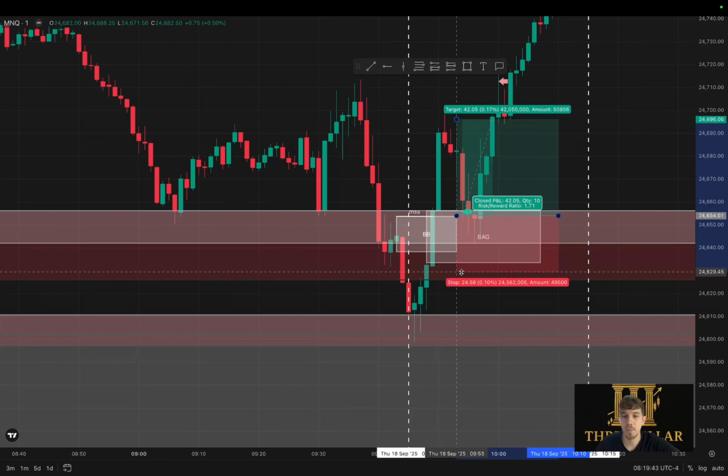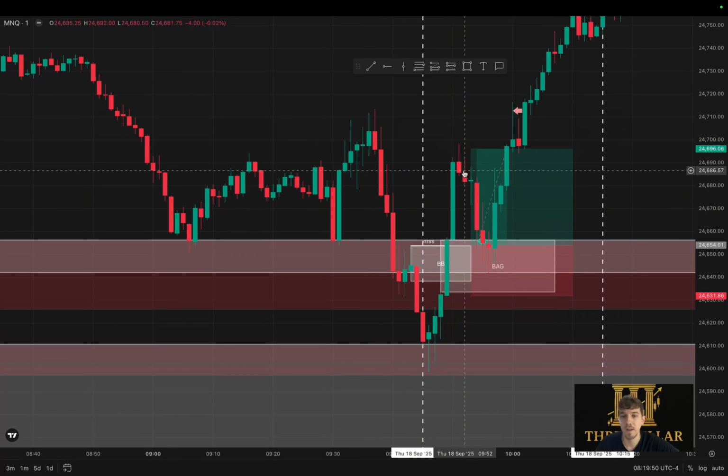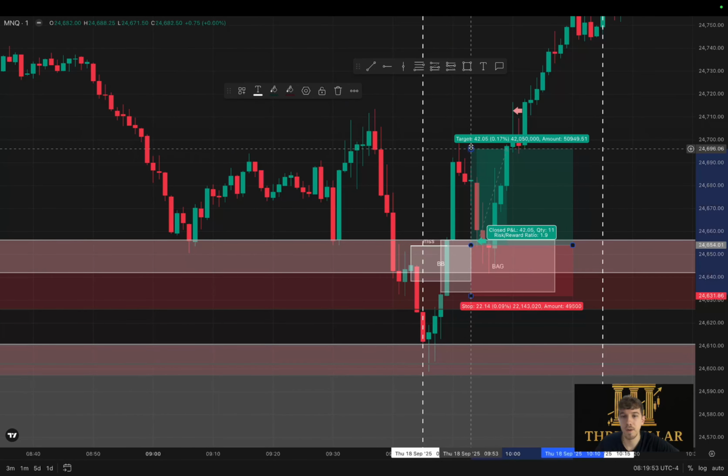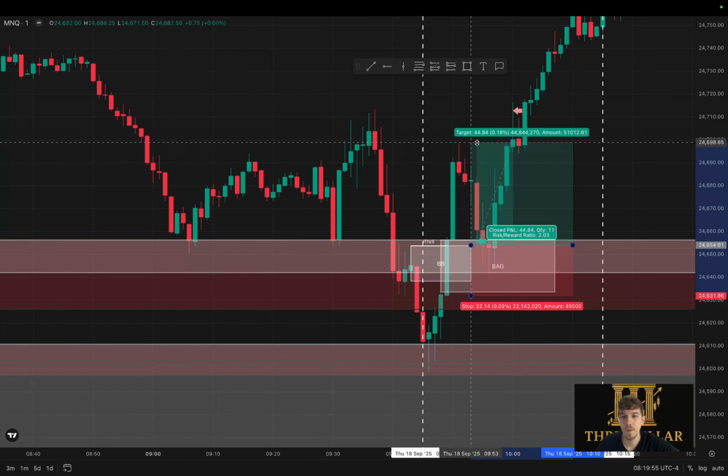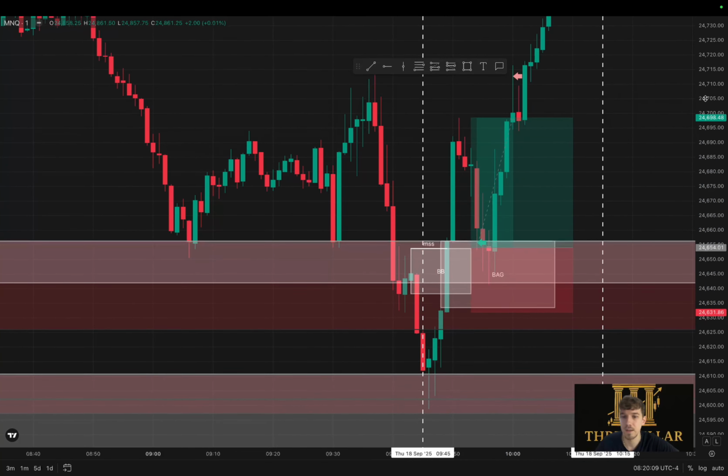A valid stop on this is, because we've got a breakaway fair value gap, we can have the stop at the low of the fair value gap. And we're targeting a 1 to 2, which would be this high. We only target 1 to 2s, or the nearest high that gives you a 1 to 2. In this case, this nearest high gives us a 1 to 2, so that's all we'll be targeting.